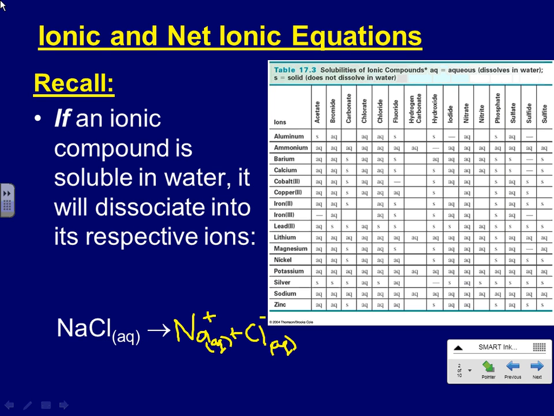So in the past, when you saw AQ, you just said, oh, it will dissolve. It will disappear into the water, right? That's what aqueous meant to you guys. Now I need you to think a little harder, a little further. If you see aqueous, yes, it disappears into the water, but we now know that it breaks apart into its sodium ions and its chloride ions, and they're floating around in the water. All right? Okay.